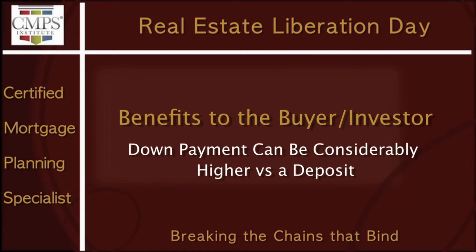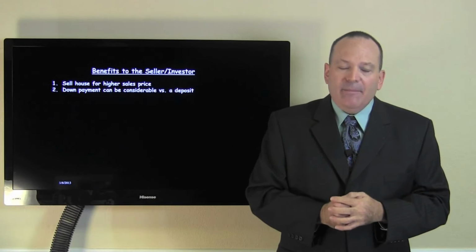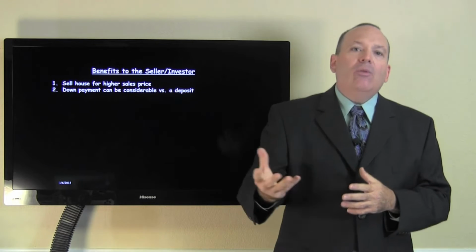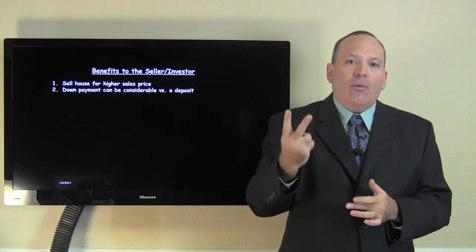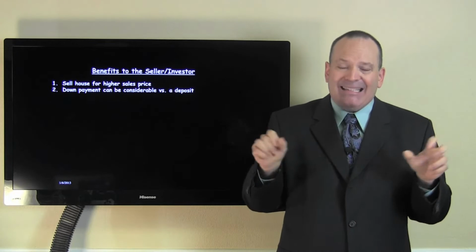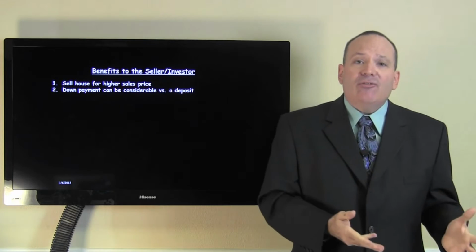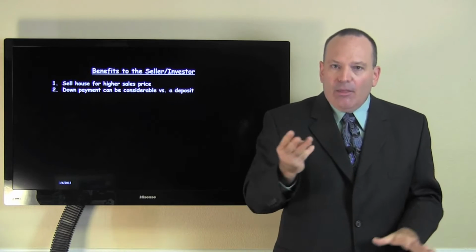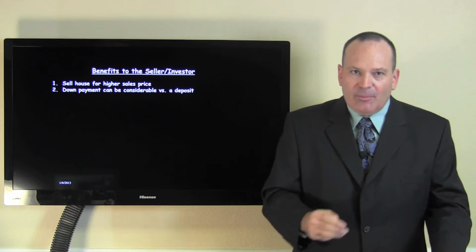Down payment can be considerably higher in a lease option down payment versus a rental deposit. If I rent a house to someone, then I can only legally get, because of the landlord-tenant rules, 2 months rent as a deposit. And it's a deposit, not a down payment. And if the house is furnished, I can get 3. But everybody knows that damage can far exceed 3 months worth of rental deposit.